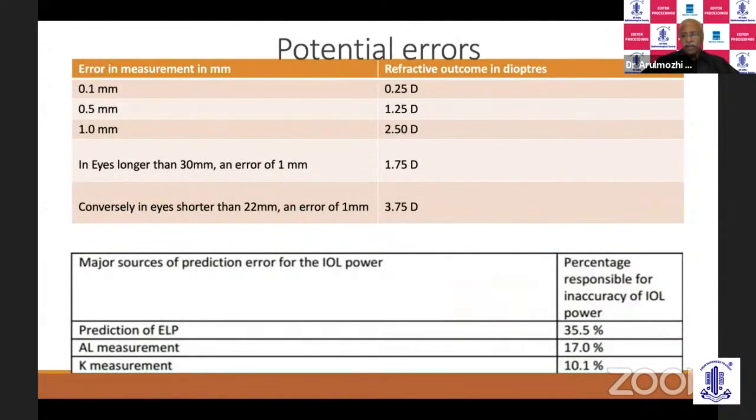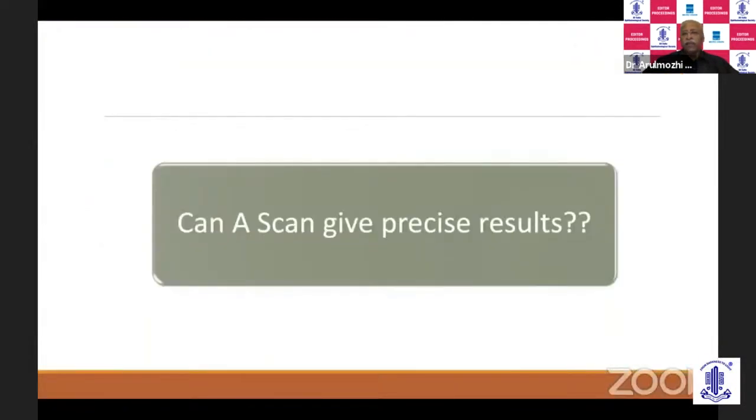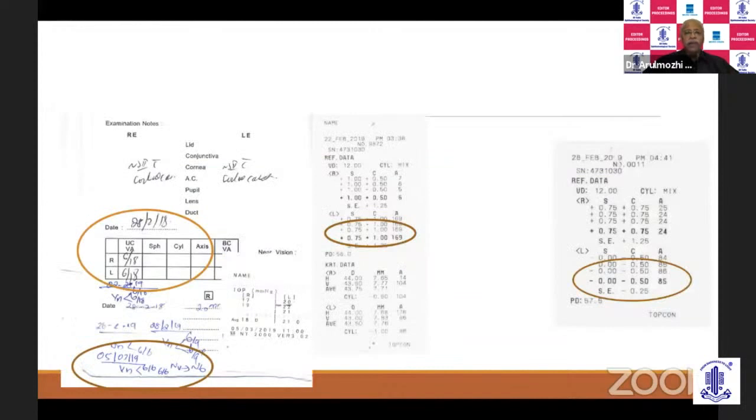So errors, particularly if the eye is going to be very long or very short, even small errors of axial length measurement can give you great refractive surprises. Keep that in mind. Can A scan give you precise results? Yes, it can. If it is done properly, you can get perfect results day in and day out if you apply your mind and you apply the right technique.